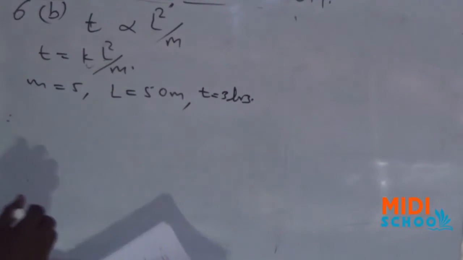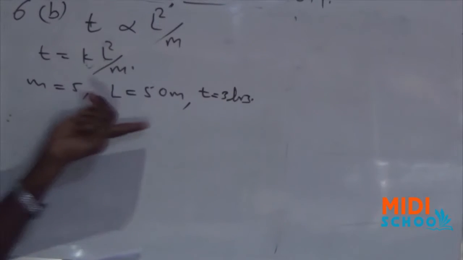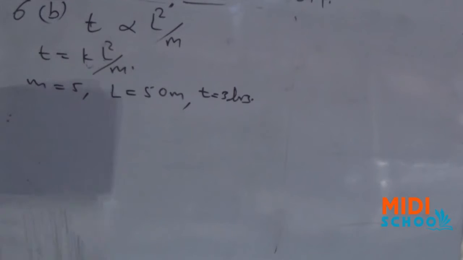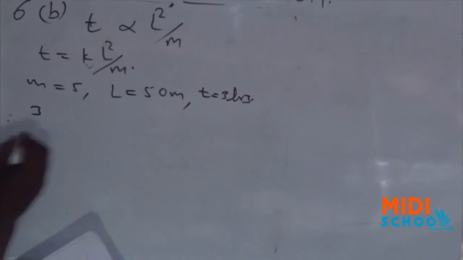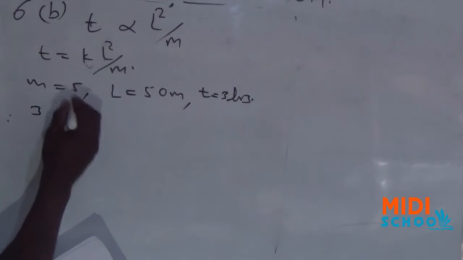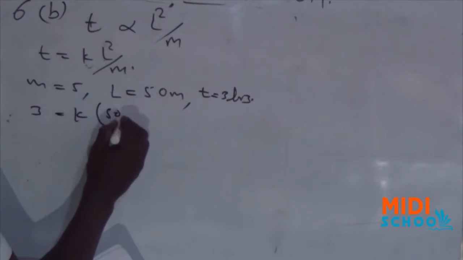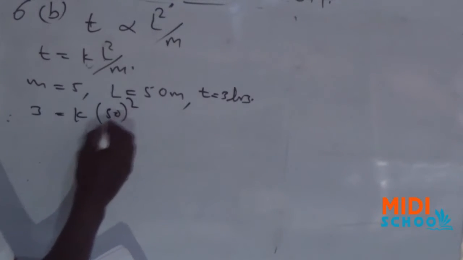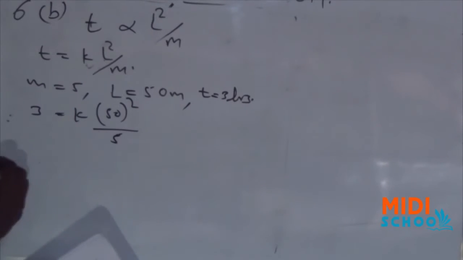First of all, since we don't know the proportionality constant, we have to use this given value to determine the proportionality constant. So time we were given 3 hours. Put it as 3 hours, which is equal to the proportionality constant K times L. L we are given 50 meters, squared, divided by the number of men, which is 5.